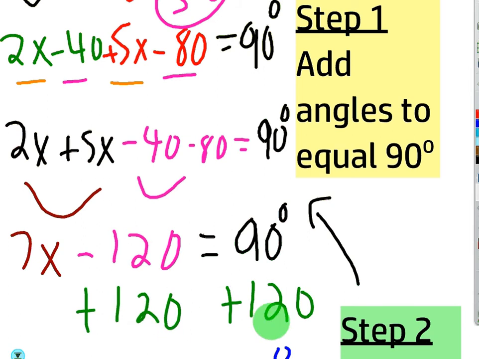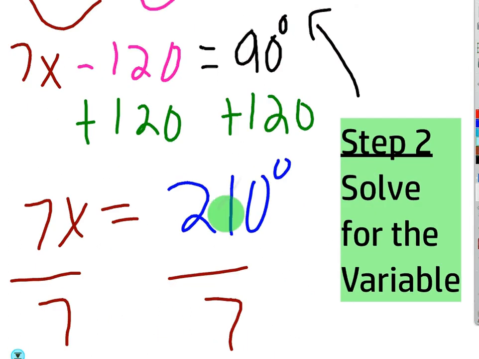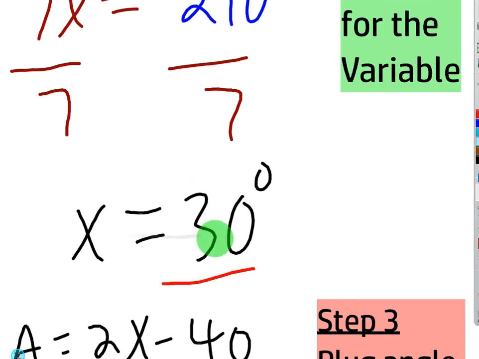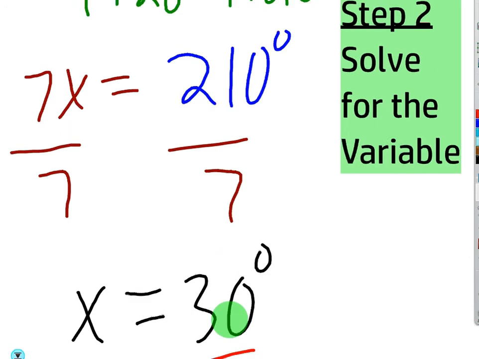I'm going to add 120, add 120. That gives you 210. Then we're going to divide both sides by 7. 7x over 7, 210 over 7. X equals 30. Now notice this doesn't solve the problem. That's only the end of step 2.